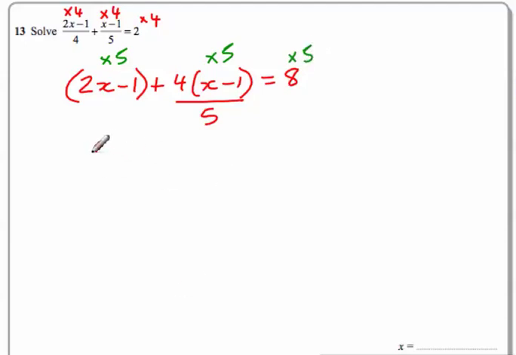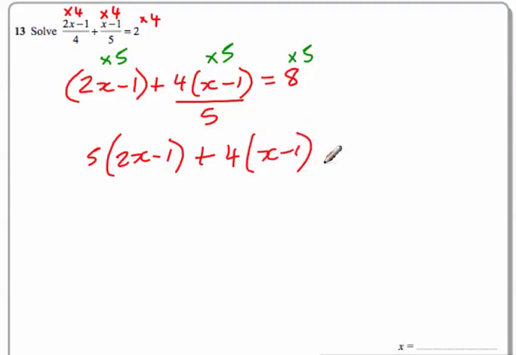If I do that, I get 5 times 2x minus 1 plus, well, those two will cancel and you'll be left with 4 times x minus 1 equals 40. Okay. The next thing to do is to multiply out the bracket. So that's that times that, and that times that there, and that times that, and that times that.